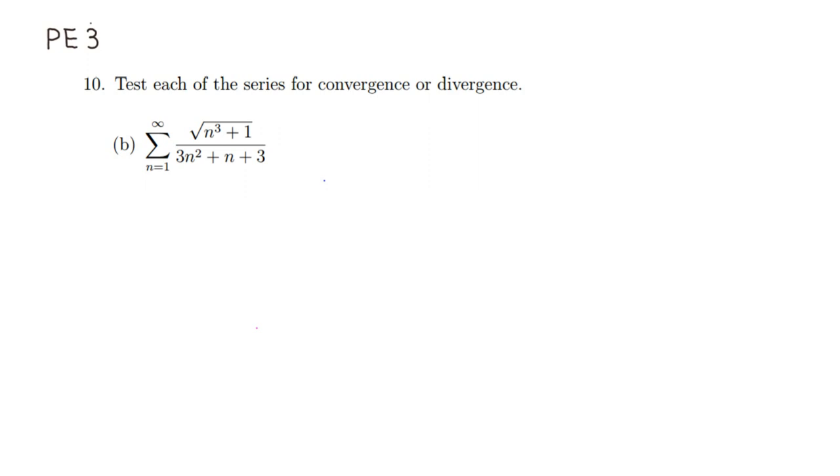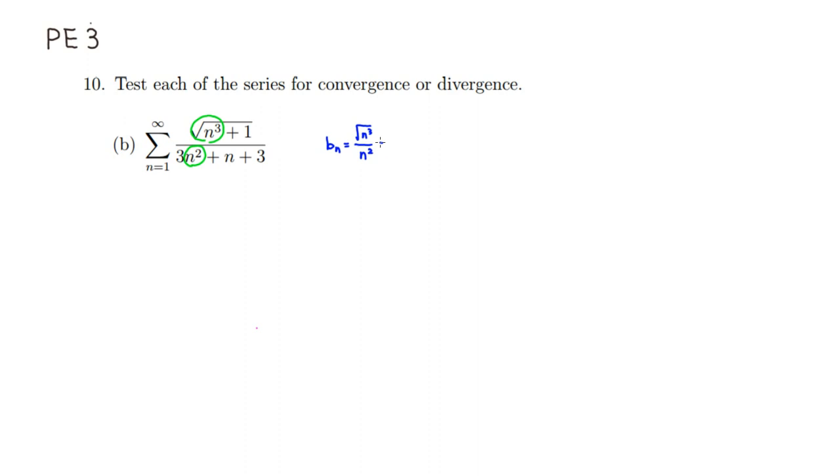If you look at just the leading term on top, which is the square root of n cubed, and on the bottom, you don't even have to worry about the coefficient, so you have n squared. So I'm going to let bn be the series that I'm going to compare with: bn is going to be the square root of n cubed over n squared.